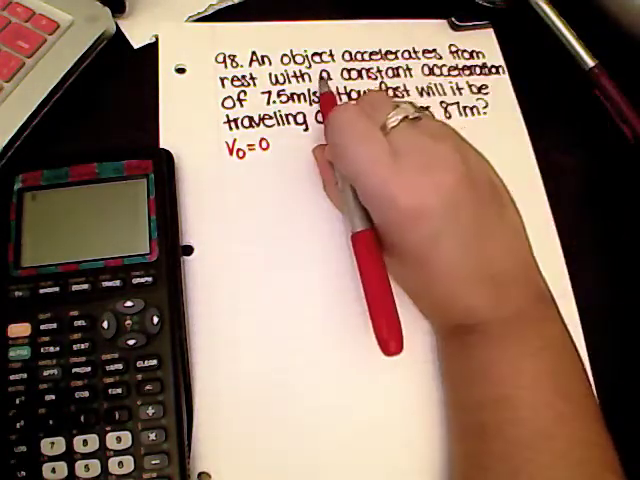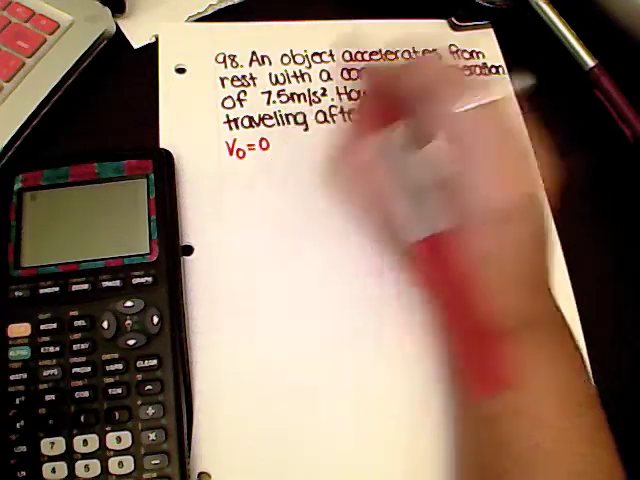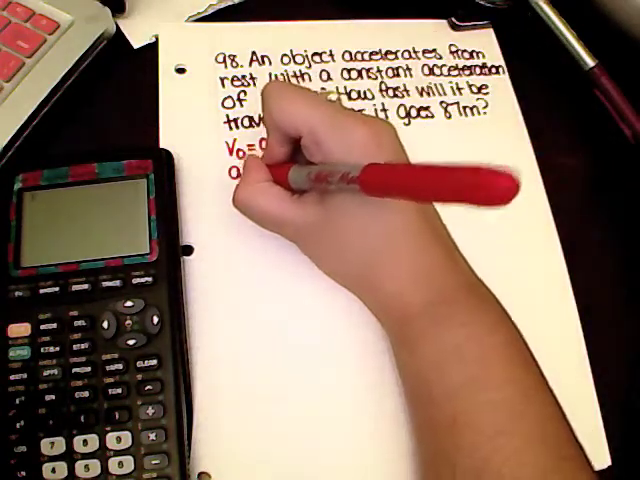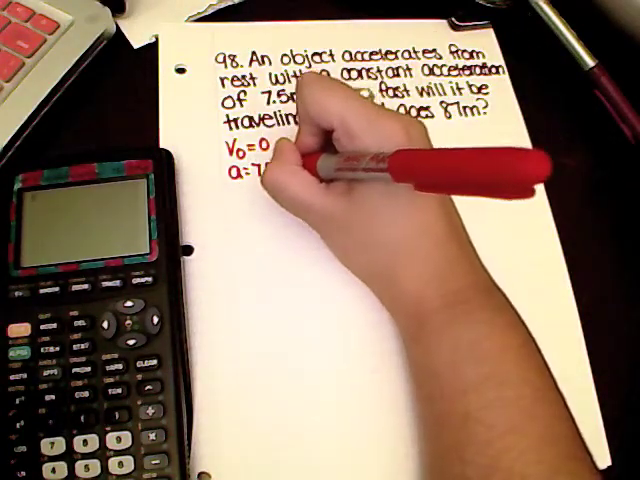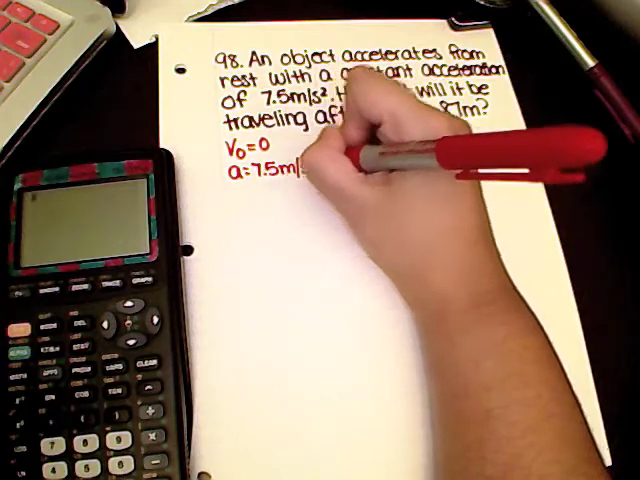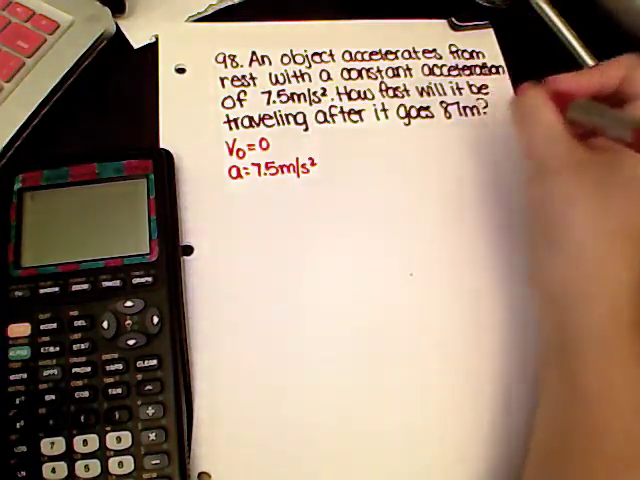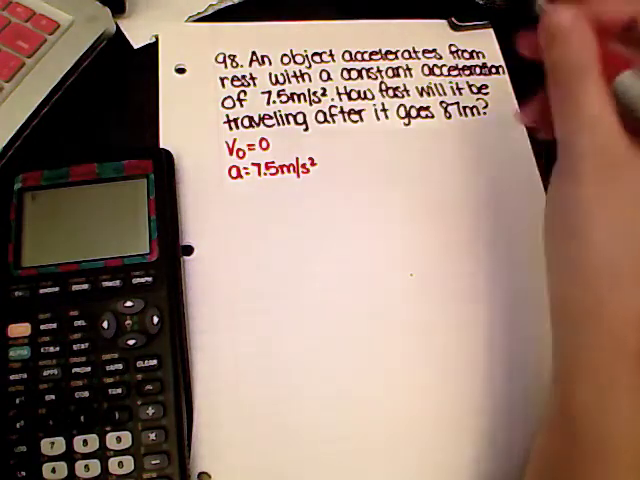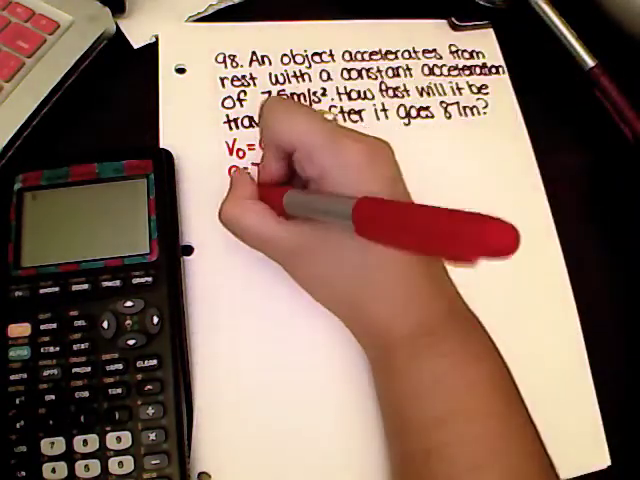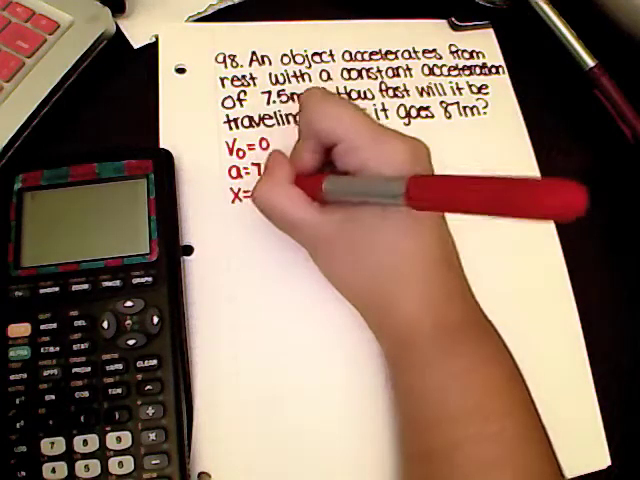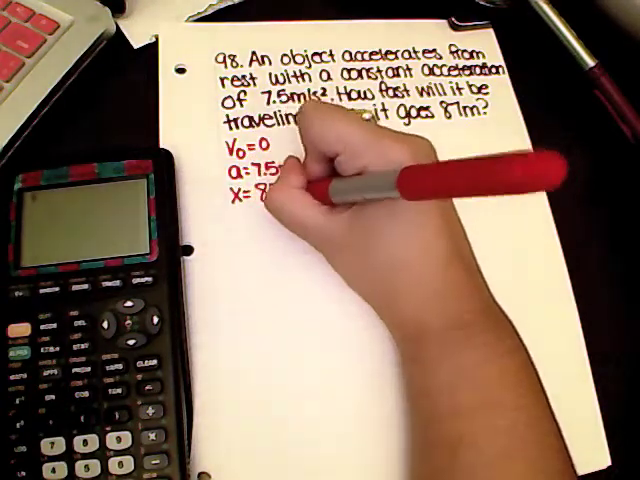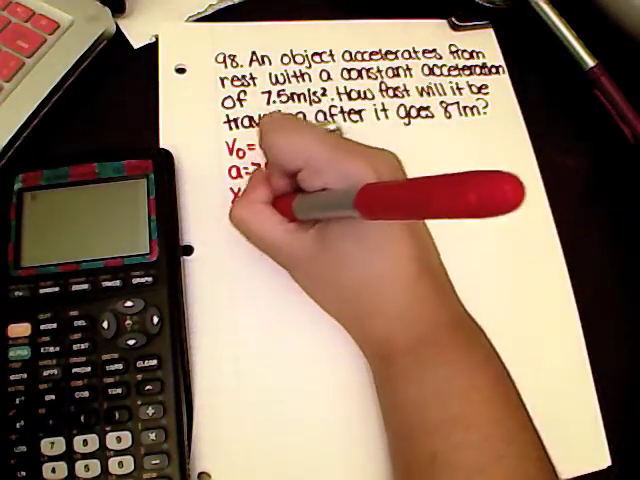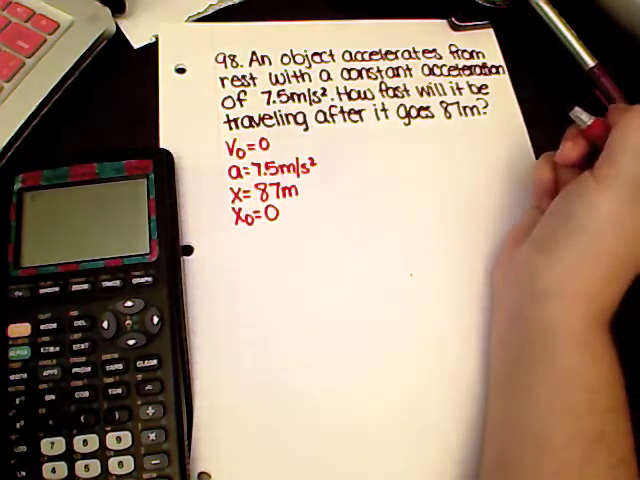It then says it has a constant acceleration of 7.5. So our a equals 7.5 meters per second squared. How fast will it be traveling after it goes 87 meters? Well, we know the distance is 87, so that means our x, which marks the spot, is 87 meters. And our x naught is usually 0 if it's not given.